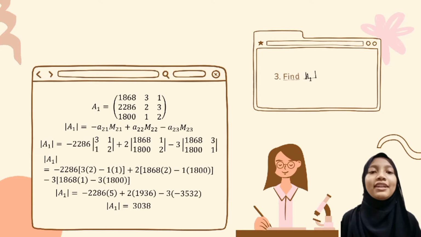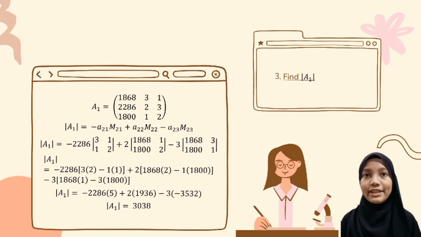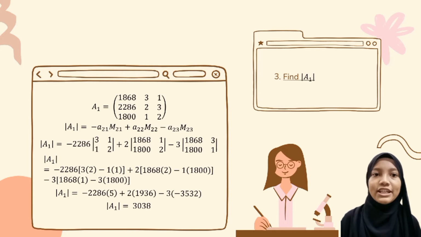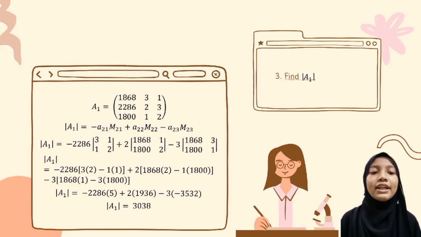As you can see in the slide, there already is the coefficient of A1. This is the coefficient of A1, which we got by substituting the matrix B into the first column of matrix A. Okay, then to find the determinant of A1, we will use the cofactor expansion just like to find the determinant of A. Then we will get the answer. Determinant of A1 is 3038.